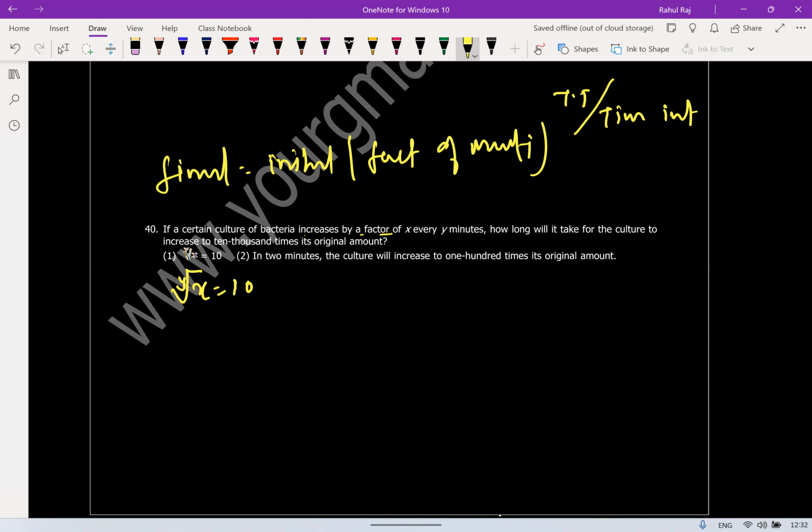So what it says: if a certain culture of bacteria increases by a factor x every y minutes, so the factor of multiplication is x and the time interval is y minutes, simple logic. How long will it take the culture to increase to 10,000 times its original amount? Let's say the initial amount is p, so the final is 10,000 p. So 10,000 p is equal to p times the factor of multiplication, that is x, and the total time is what we have to find, every y minutes.